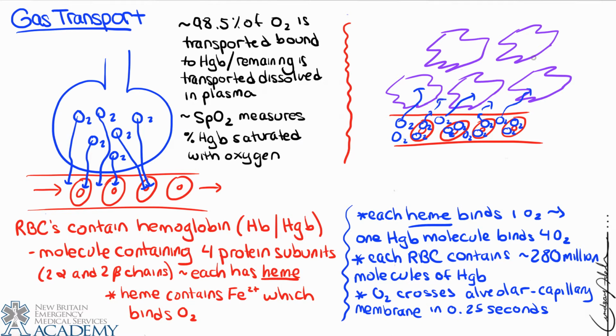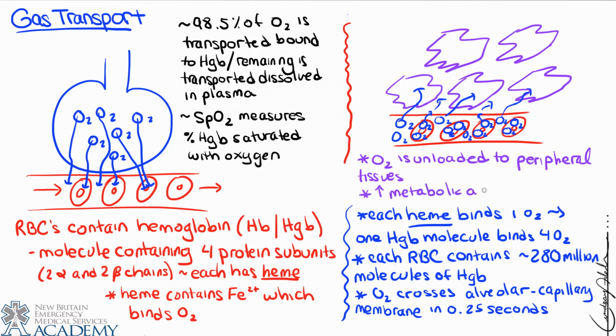And the oxygen will leave and enter into those peripheral tissues. And one thing that's really important that we're going to expand on in a little while is that as the metabolic activity increases, in particular, we expect to have high metabolic activity in peripheral tissues, we actually get increased unloading of the oxygen. So it's a really important point, but we're going to expand on that in just a moment.